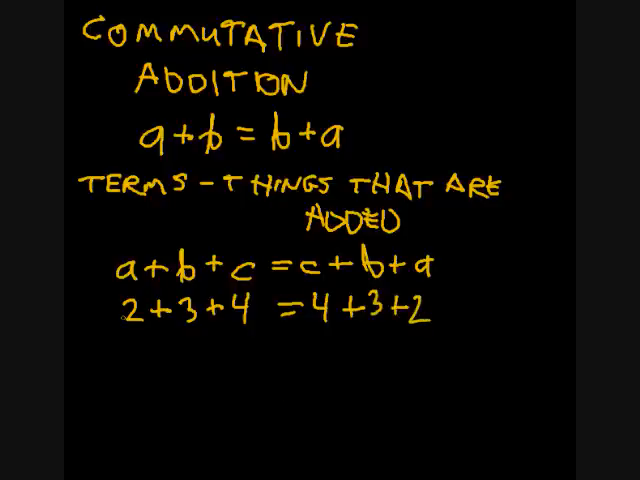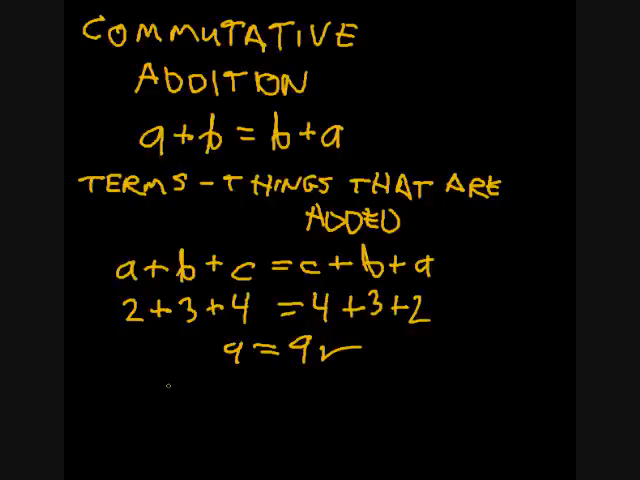The question is, when you add these terms together, do I get the same sum as when I add these terms together? And the answer is yeah. 2 plus 3 is 5, plus 4 is 9. And 4 plus 3 is 7, plus 2 is 9. So it turns out that the commutative property is only telling us that you can change the order of things around when you add them together and you'll still get the same sum. It doesn't just apply to adding two things together.